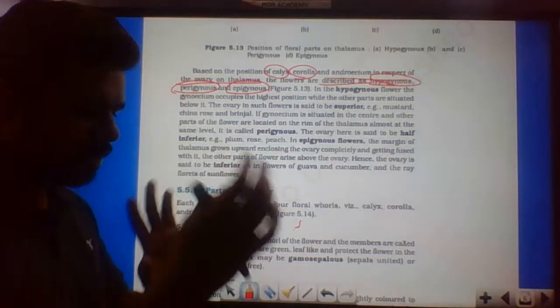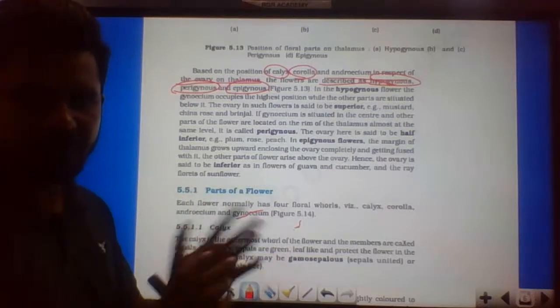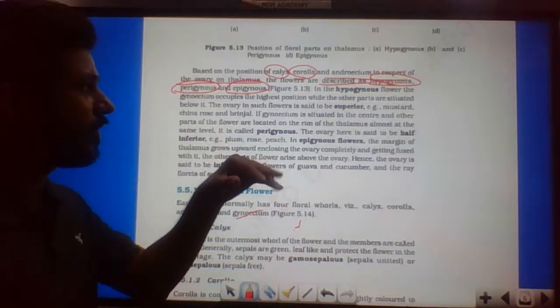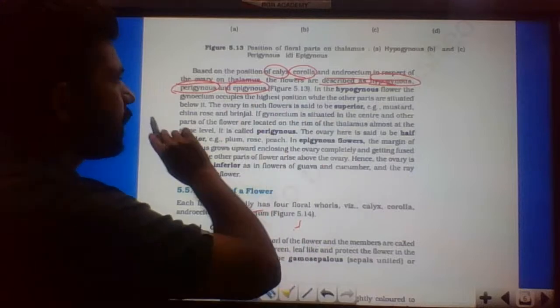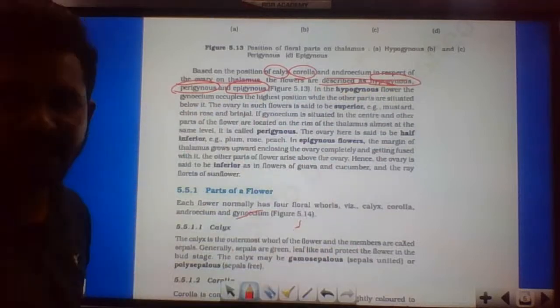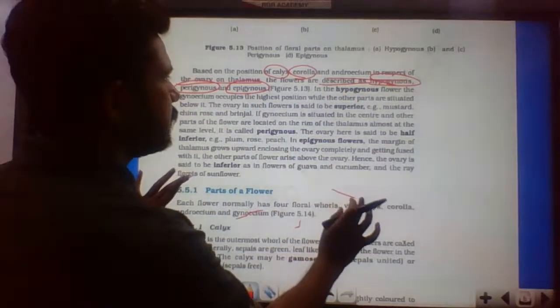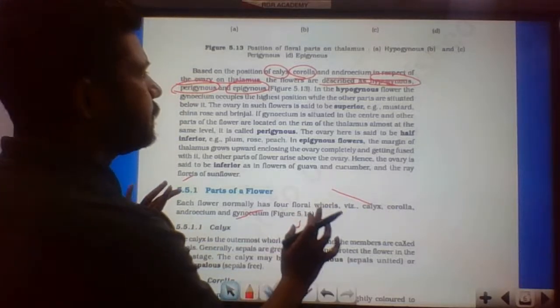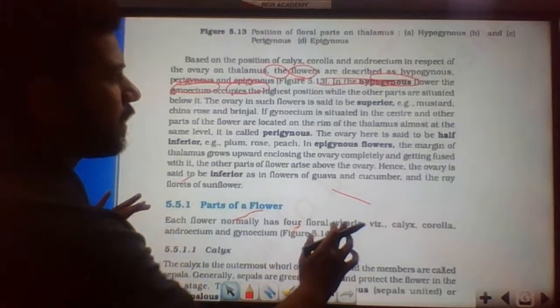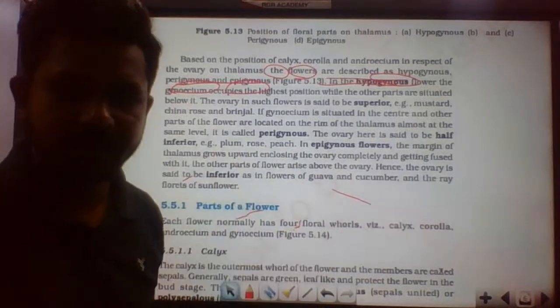Which are arranged on the thalamus. How they are arranged on the thalamus, it's based on that there are different types of flowers: hypogynous, perigynous, and epigynous. Let me discuss one by one with the examples. Okay, so here we can expect questions on different types of flowers.